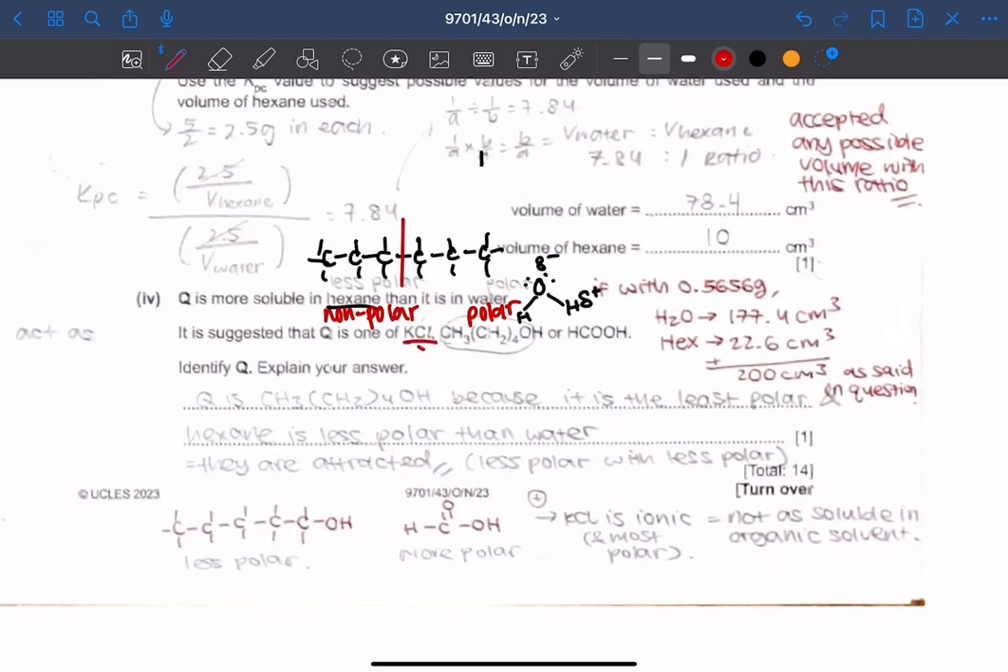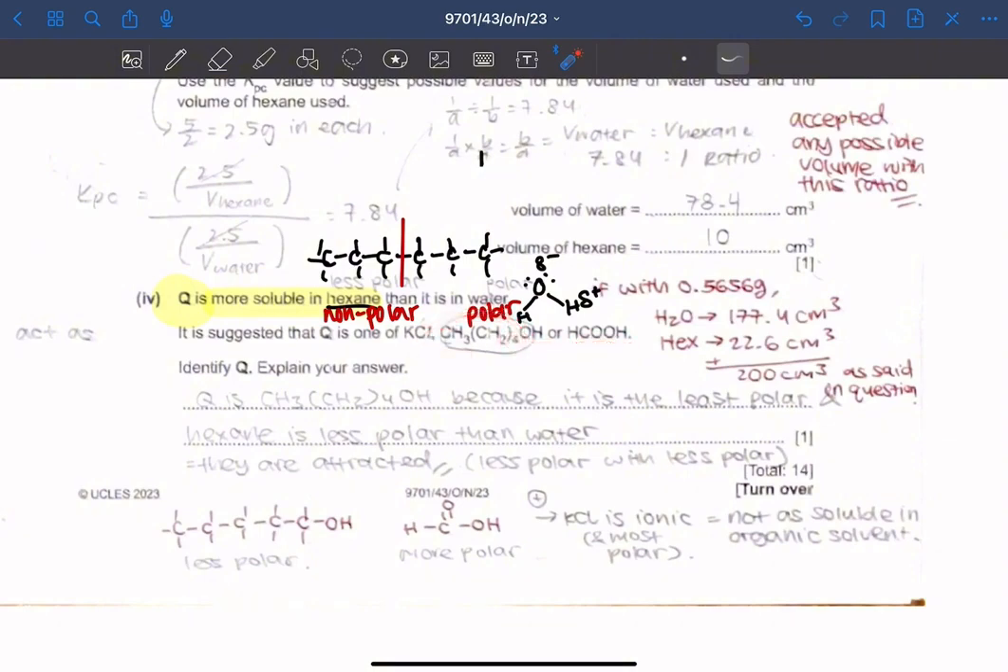So KCl should be the first thing that you cross out from the list, because KCl is ionic and therefore it is the most polar. And we know that Q is a non-polar compound, because in order for it to be more soluble in hexane, which is a non-polar compound, Q has to be non-polar, because non-polar is attracted to non-polar and polar is attracted to polar. And so after we omit KCl from the options, we have either CH3CH2CH2CH2CH2OH or HCOOH. We should now identify which is more polar of the two.